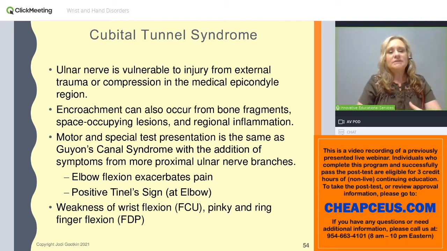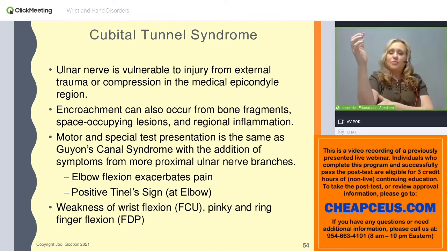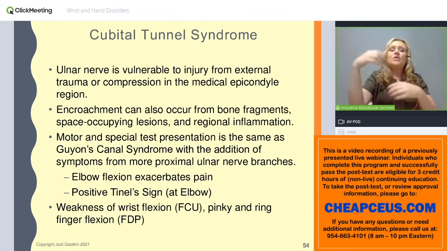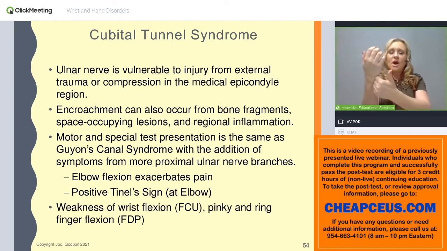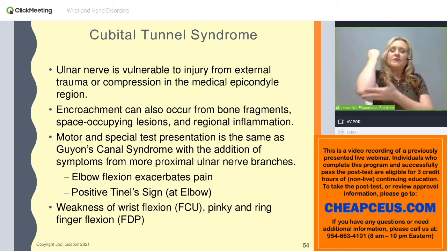The way to distinguish the clinical presentation from Guyon's canal is if you're compressed up here with the ulnar nerve, yes, you're going to have that hand presentation that we discussed. You're also going to have more proximal involvement where you're going to see wrist flexion and compromise. Also, you'll see an exacerbation of the symptoms with elbow flexion because it's going to irritate that nerve for the individual.